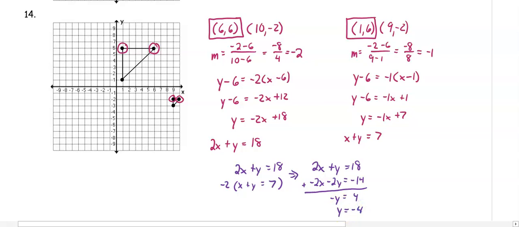Divide by negative 1, so y is negative 4. Once we have that, we can solve for x by taking one of our original equations. So when I do that, I have x plus negative 4 equals 7. We can add 4 to both sides, so x is 11. So our center of dilation would be 11, negative 4.